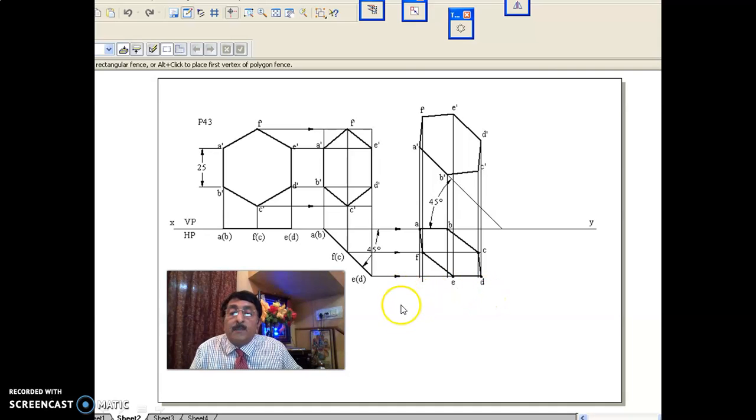This completes session 10, session 10 on projection of plane surfaces under the front view starting category.